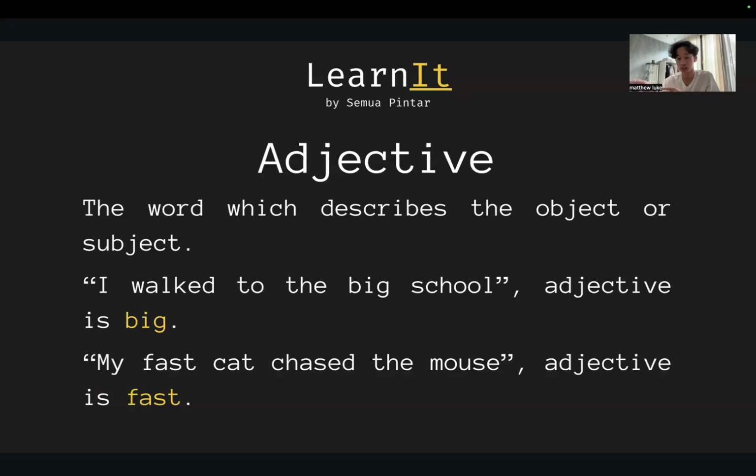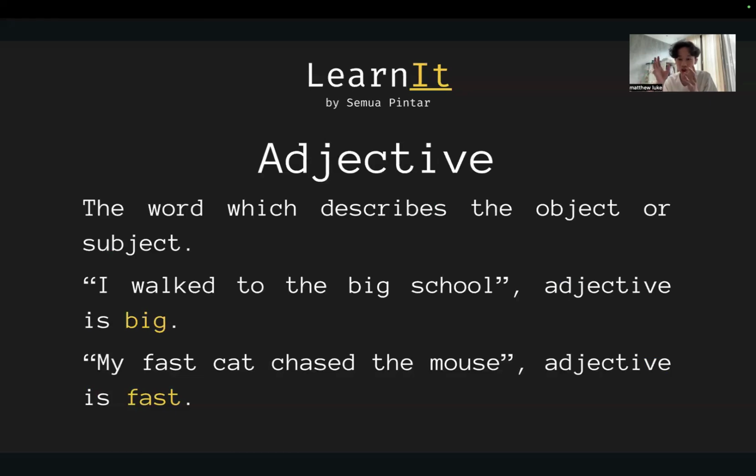I walked to the big school. Now, this is an expansion of what we had before, being I walked to the school. So we know that I is the subject, we know that walked is the verb, and we know that school is the object, right? Now, if we want to add an adjective, being big, you have to place it before the subject or object. In this case, we put it on the object, right? So we're trying to describe the object even further. So I walked to the big school. The adjective becomes big because we're trying to describe the school.